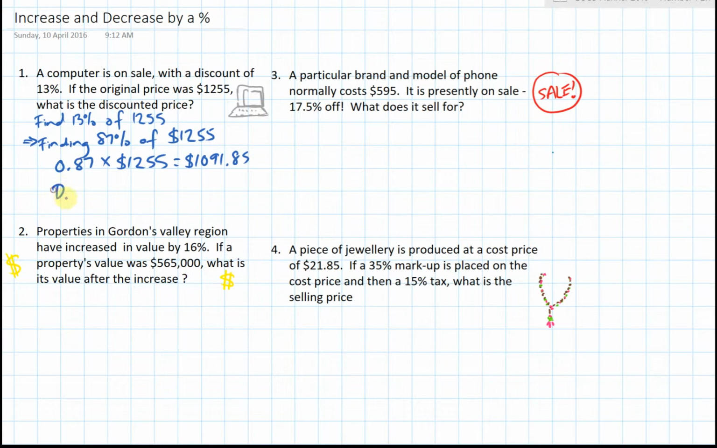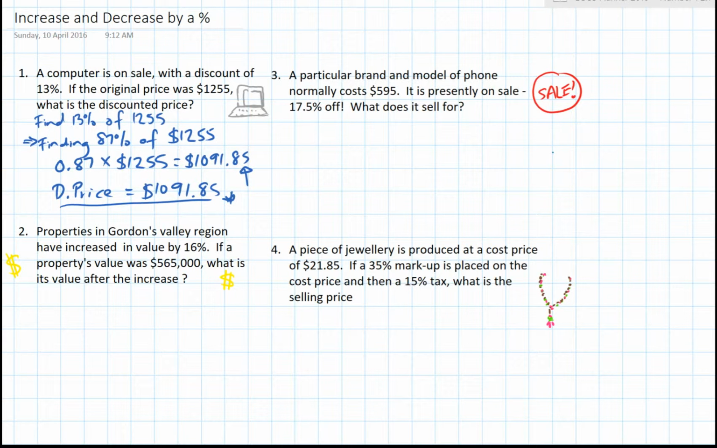Okay, so the discounted price is equal to $1,091.85. So you need this final statement here because the question is asking you what is the discounted price. Don't just have that calculation, that's the working you need. Just make sure you have some sort of final statement.